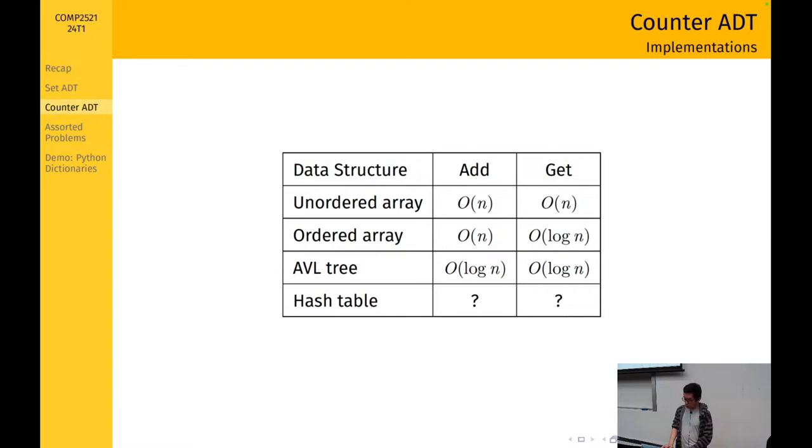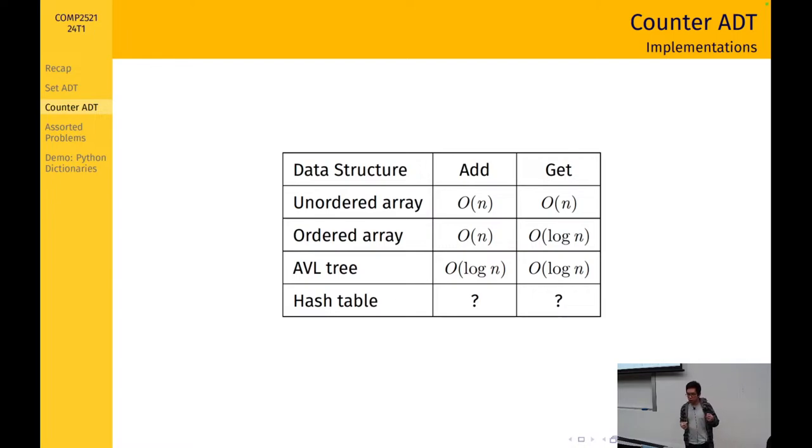does anyone have any ideas about how we might use it to implement the counter, keeping in mind that a hash table contains key value pairs? Any ideas about how we would implement adding something? Yeah. The key could be the item and the value could be the count. Yeah, perfect. So when you're adding something, you first check if it exists already. If it exists, you just increment it. If it doesn't exist, then create the key value pair and set it to one. Yeah, that sounds good to me.